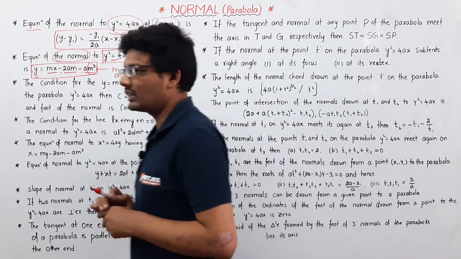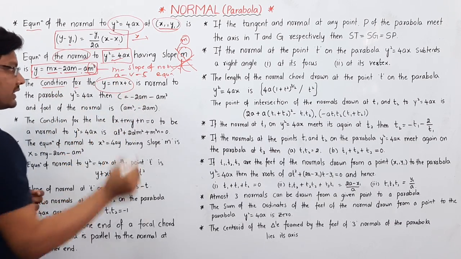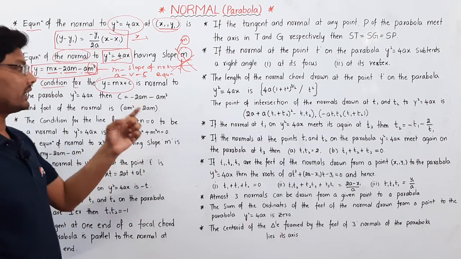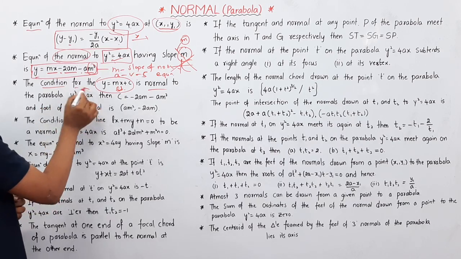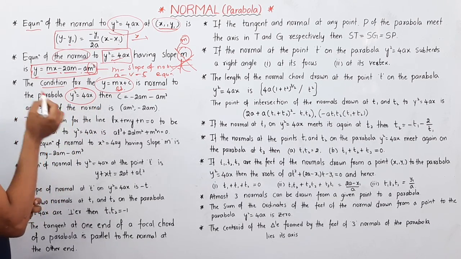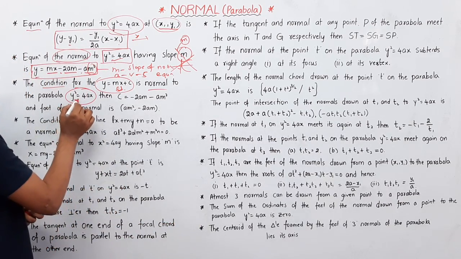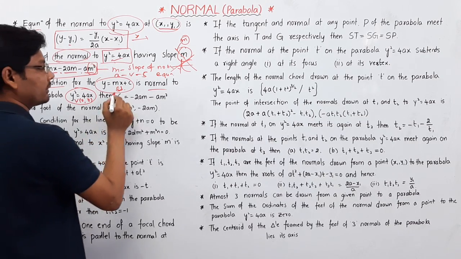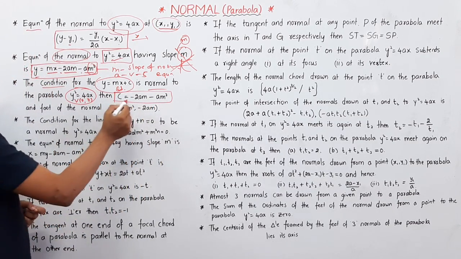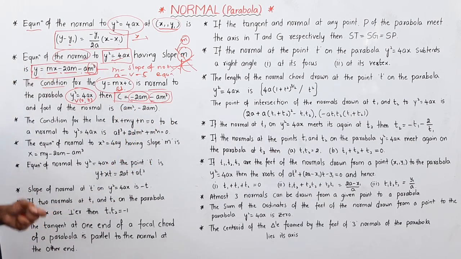And the next point is the condition for a straight line, y is equal to mx plus c, a straight line equation in slope and intercept form, to be normal to the parabola y square is equal to 4ax, where y square is equal to 4ax is the standard form of a parabola having vertex 0, 0. Then c is equal to, the intercept. What is the intercept here? Intercept c is equal to minus 2am minus am cube.